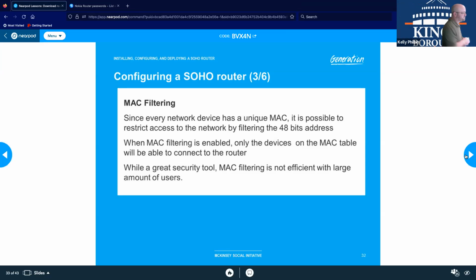All right. Question. This is only good for a small amount of people. You don't want to be entering MAC addresses for 1,000 computers. So, questions with regards to MAC filtering? All right.